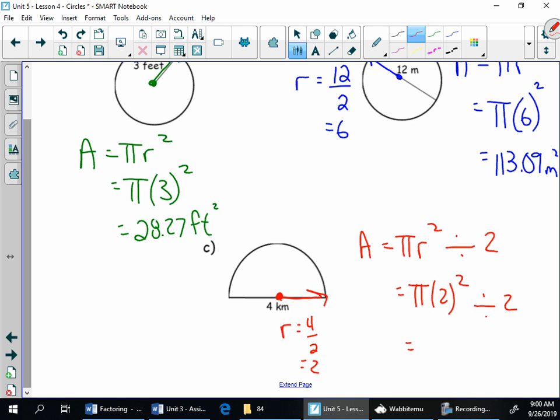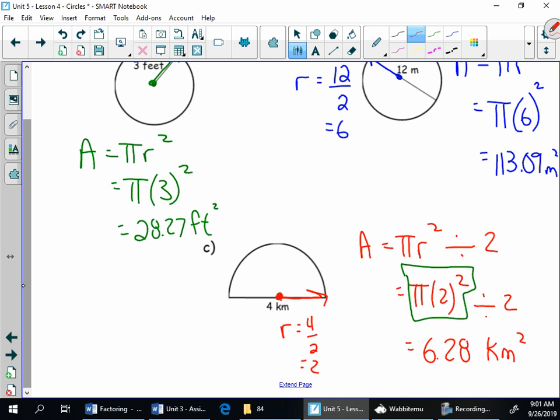So I can actually type that all in my calculator at one time if you wanted to. Nothing wrong with that. You should get 6.28 kilometers squared. And if you don't want to do it all at one time, do the pi r squared to get what your whole circle is, and then just take your answer and divide it in half. Divide by 2. Works the same way.